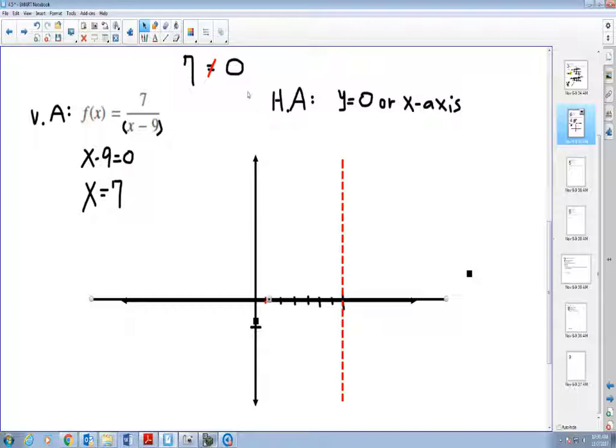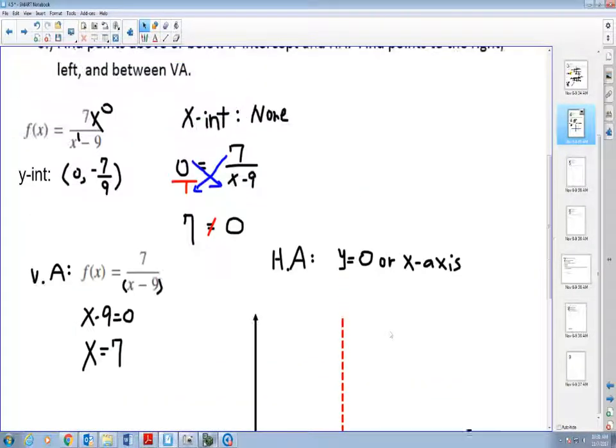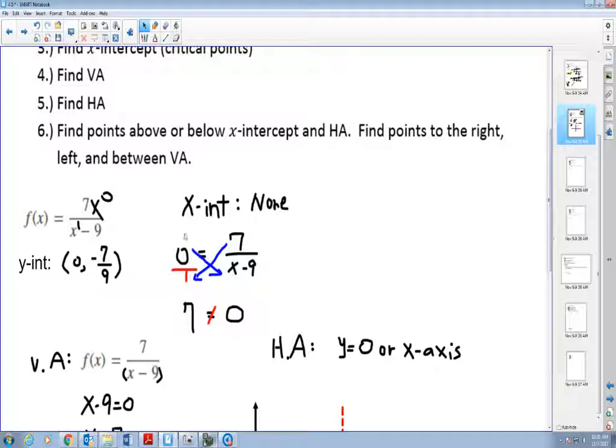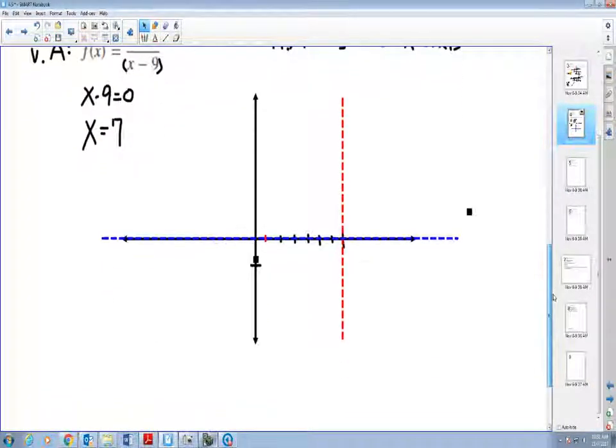I'm just going to establish this graph real quick. Use blue. Okay, so here's my horizontal asymptote. Alright, so find the points above or below the x-intercepts and the horizontal asymptotes. Find the point to the right, left, and between the vertical asymptote. So what step number 6 here is trying to say is this.